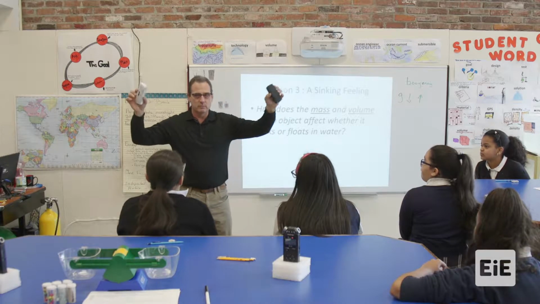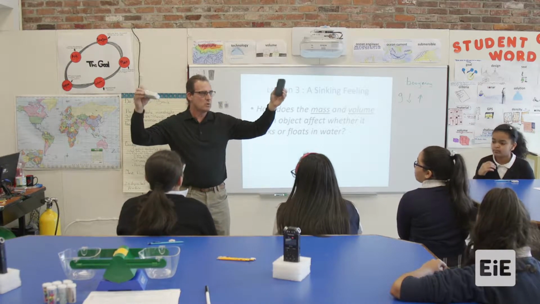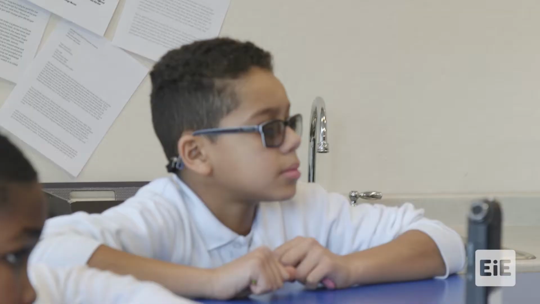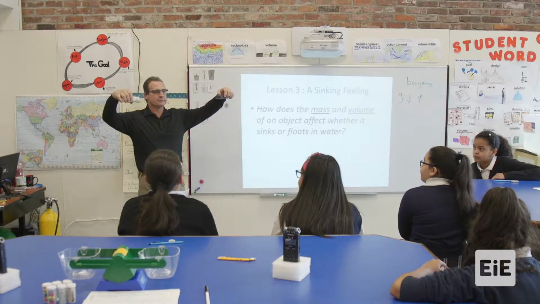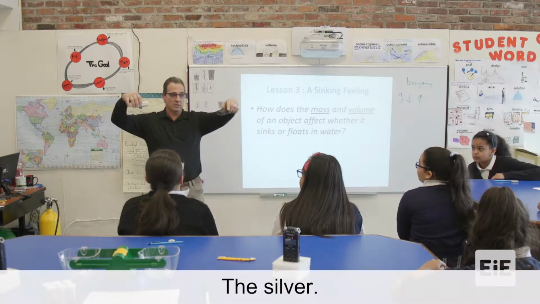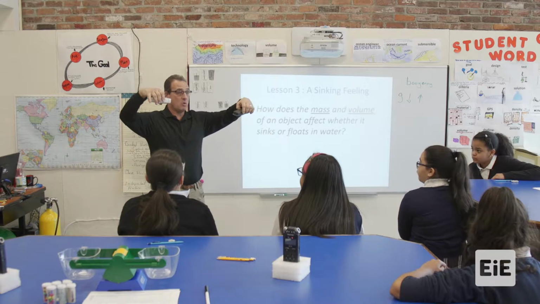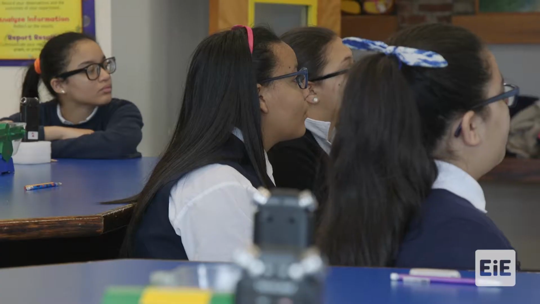Which one has more volume? Is there one with more volume? Are they the same? Which one's greater, equal? What do you think? They both are the same. Thank you. We're good. Okay. Which one has more mass? The silver or the eraser? The silver. Silver has more mass. So the silver has more weight, and the silver might be more dense. That's another big word for today.